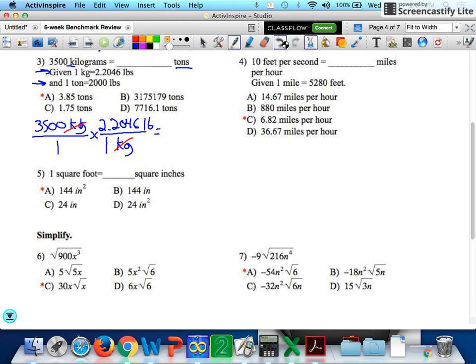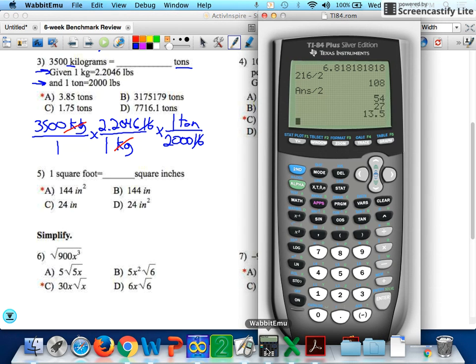Next, we've got to go from pounds to tons. Well, pounds are up top and I need them to cancel. So the 2,000 pounds that we get from this conversion factor has to go on the bottom with 1 ton going up top. We see that our units cancel, and now we're left with just a multiplication problem.